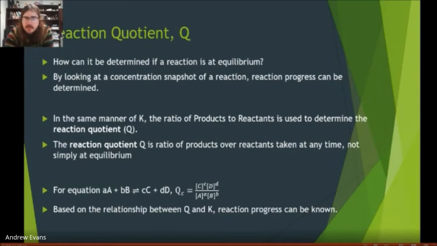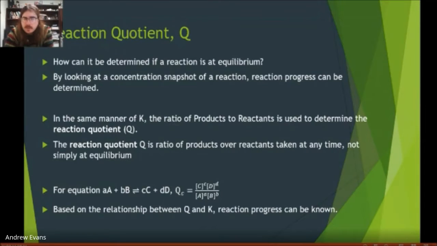Now, given an infinite amount of time, all reactions will reach K. But how can you find out if a reaction is at equilibrium when you don't have that time to wait around? And this brings up the concept of reaction quotient Q. So we're going to take essentially a snapshot of the reaction, looking at the reaction progress.